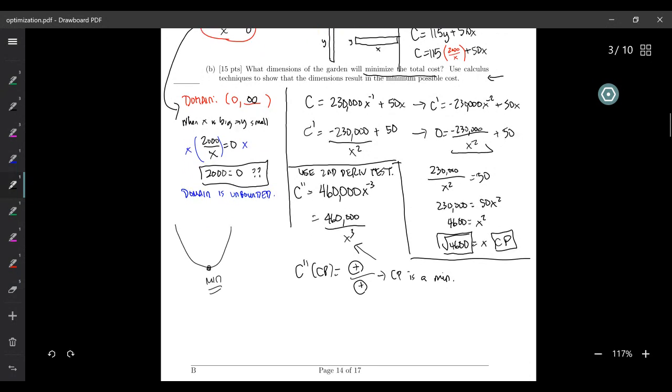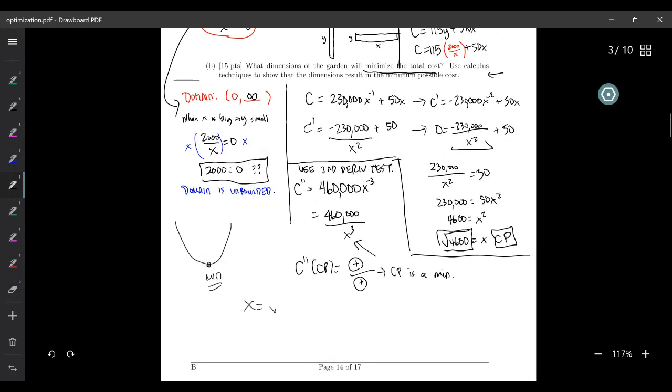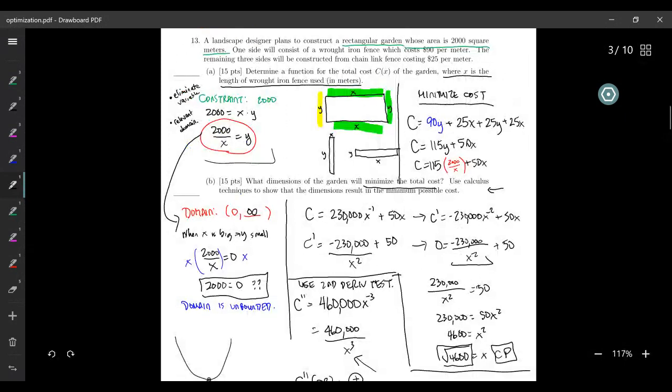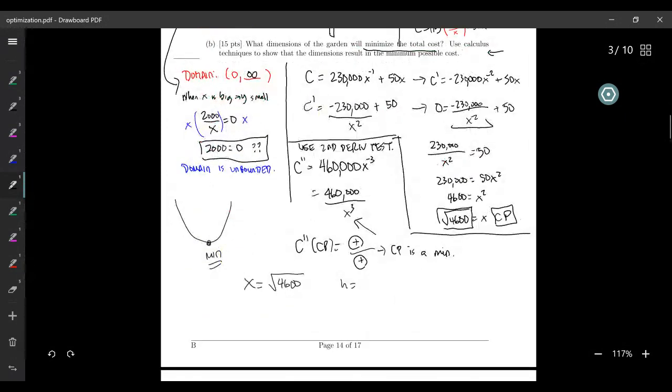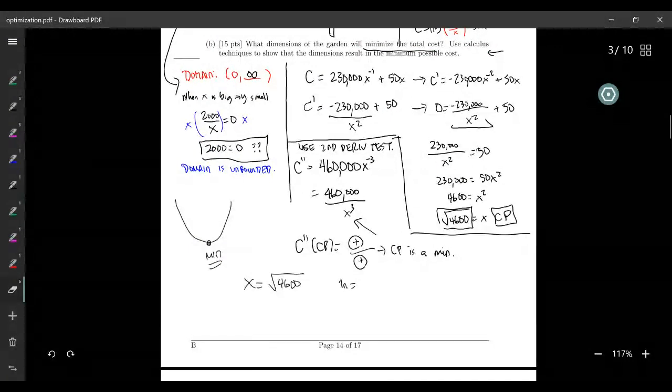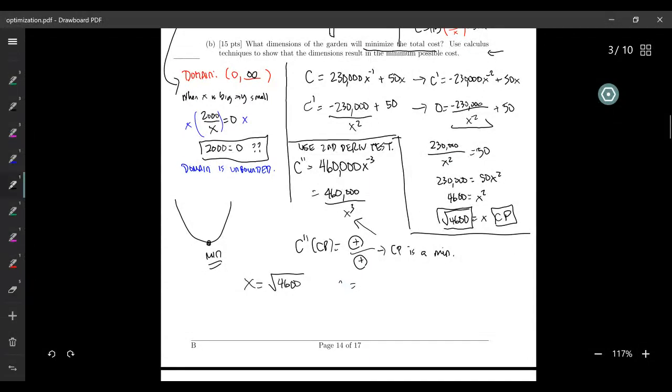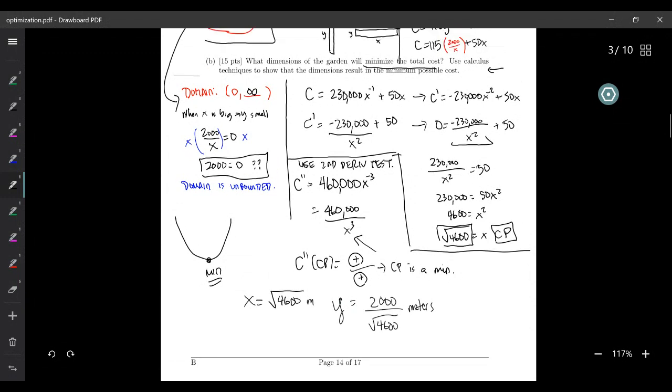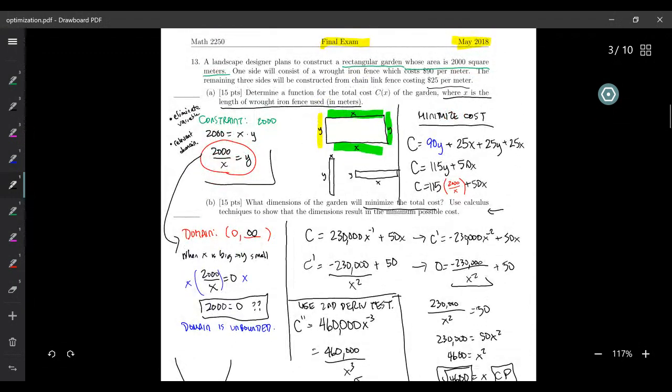All right, so now we're looking for the dimensions. x is my dimension, root 4,600. Y would be, if you look back at the beginning, we have this equation. So my dimensions are root 4,600, and then 2,000 divided by root 4,600. And the units here are meters. I know that because it says right there and right there.